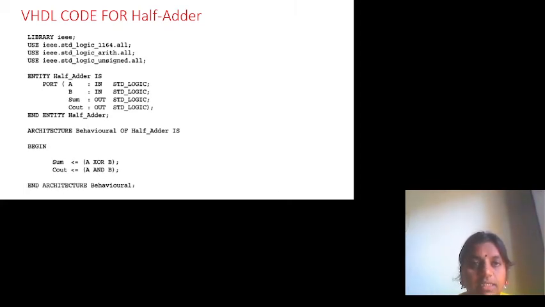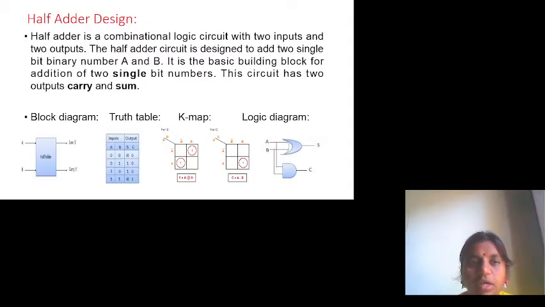In this session, we will discuss how to write a VHDL code for a half adder, a simple 1-bit half adder. Coming to the half adder design, a half adder is a combinational logic circuit with two inputs and two outputs. What are those inputs? Let us consider A is a binary number and another one is B.